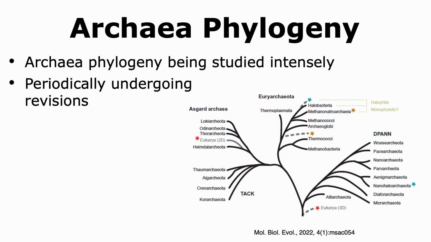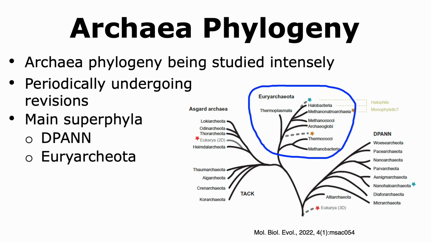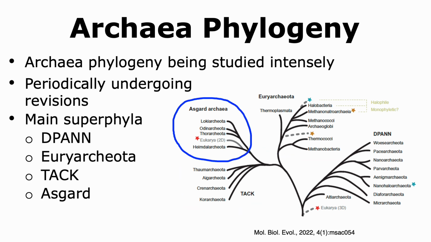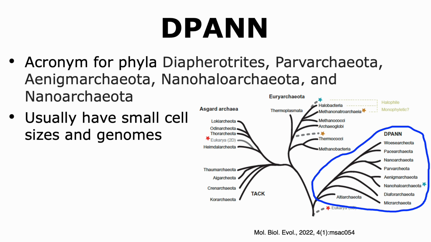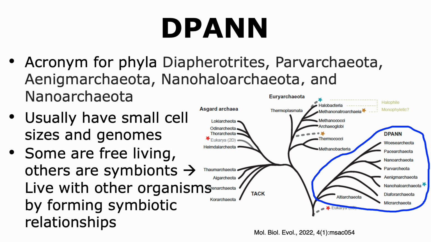Based on the information that we have today, the main superphyla that are present in the kingdom of Archaea are DPANN, Euryarchaeota, TACK, and Asgard. The superphylum of DPANN is an acronym for the phyla Diapherotrites, Parvarchaeota, Aenigmarchaeota, Nanohaloarchaeota, and Nanoarchaeota. Some of the organisms that are present in these phyla have small cell sizes as well as genomes. Now, some are free-living, while others are symbionts, which is they have a mutualistic relationship with other types of archaea.